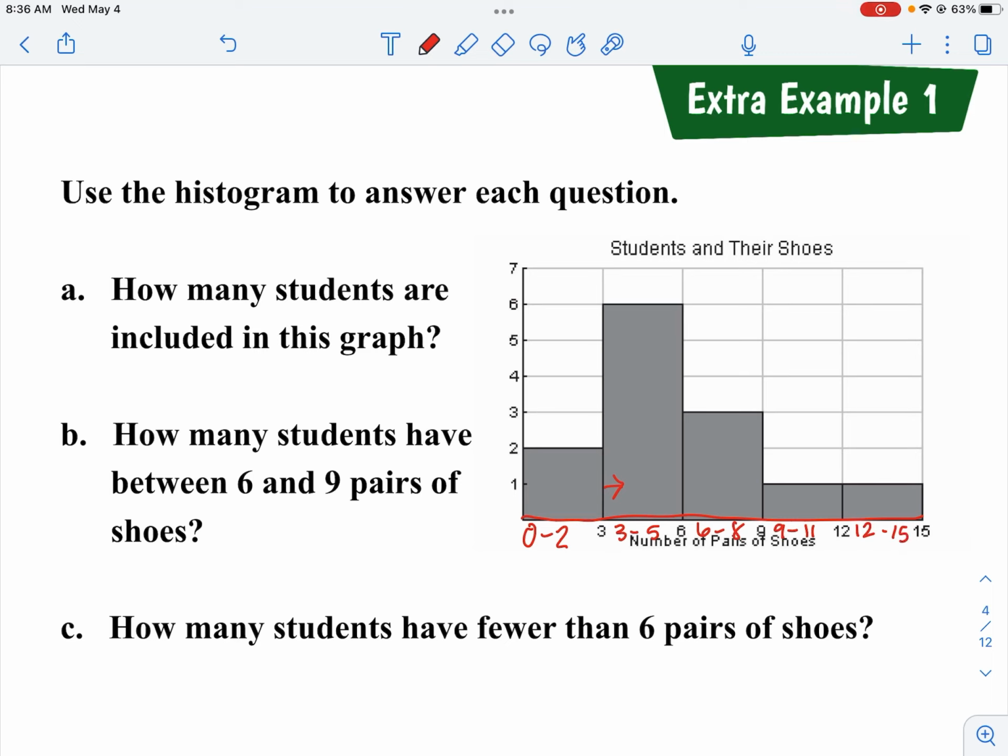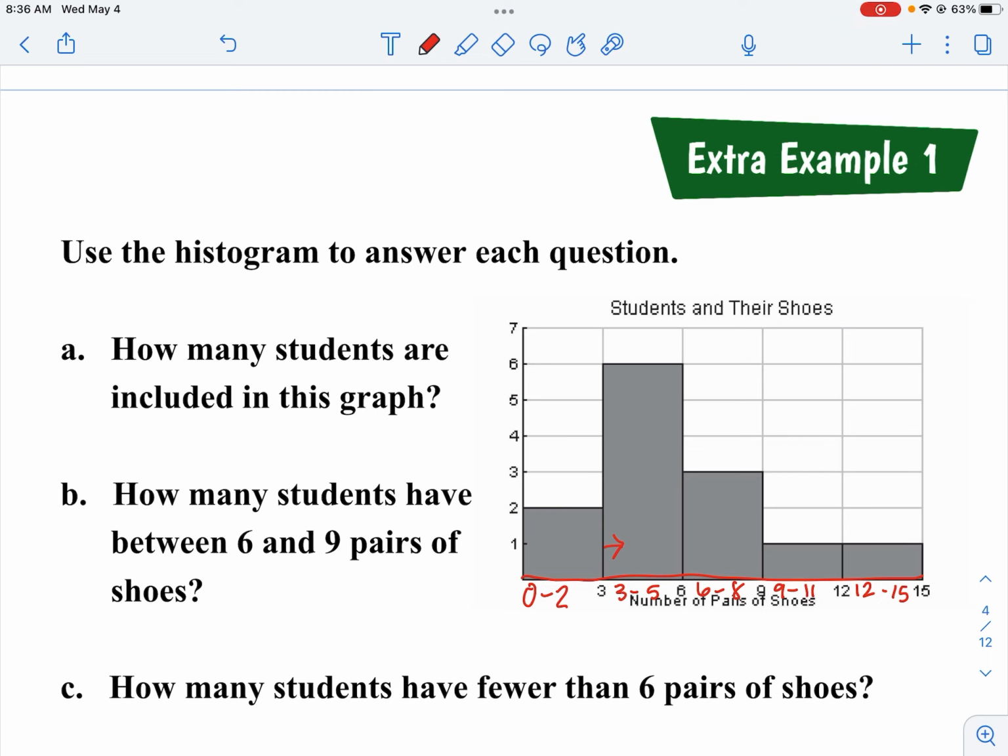Okay, so notice I did this a little different. I didn't include the 3 in my description on the left. I did a little different than this one. This is how I want you to do it. The 3 should start the next bar graph to the right, just like this. 6 starts this one, 9 starts that one, 12 starts that one.